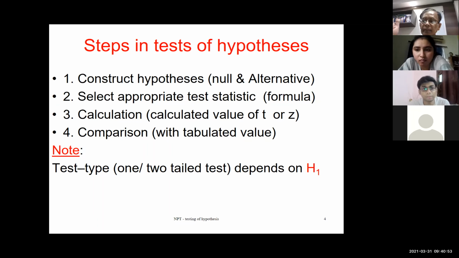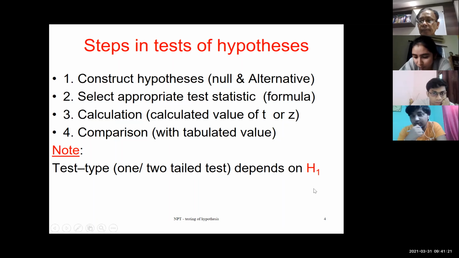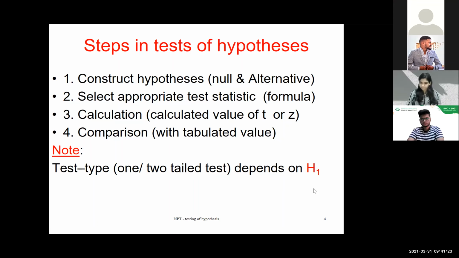You have forgotten everything. In a large sample test there was a tabulated value, in the t-test there was a t-table, okay. In step 3 you are computing, calculating, that will be called the calculated value. That calculated value will be compared with the tabulated value. Okay, so these are the 4 steps. Quick recap: first, you define the hypothesis. Second is the formula. Third is calculating, and fourth is comparing. Thank you.